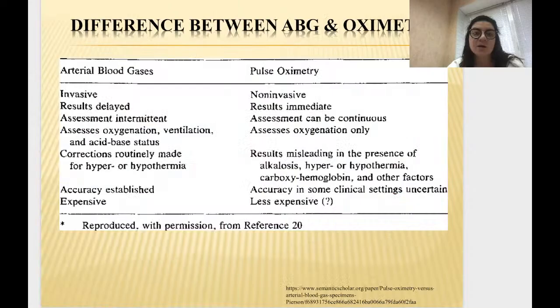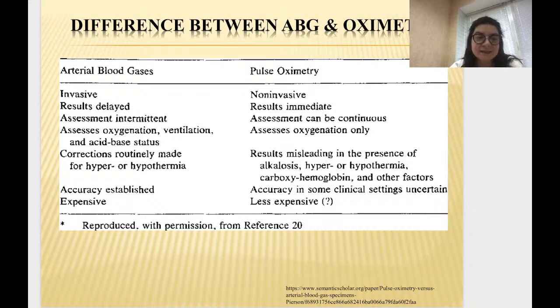Okay, let's compare arterial blood gas analysis and oximetry. Arterial blood gases are invasive, pulse oximetry is non-invasive. For arterial blood gases, results are delayed, and for pulse oximetry, results are immediate. Access is intermittent for arterial blood gases. For pulse oximetry, assessment can be continuous. Arterial blood gases assess oxygenation, ventilation, and acid-base status. Here it checks just oxygenation.